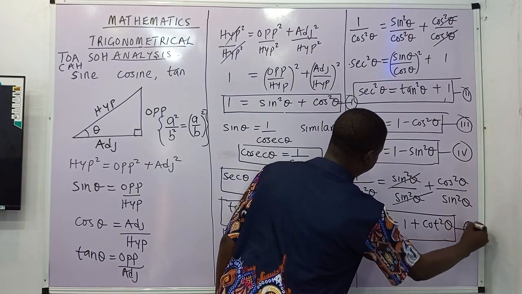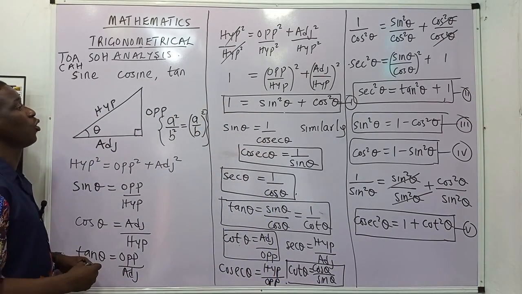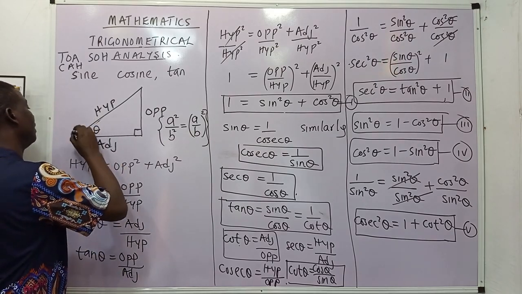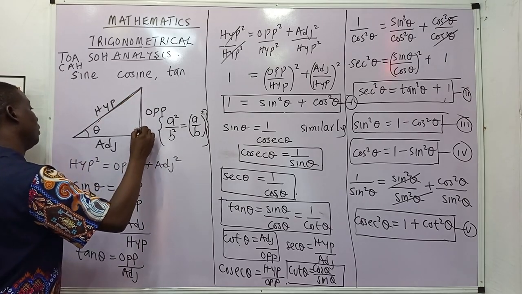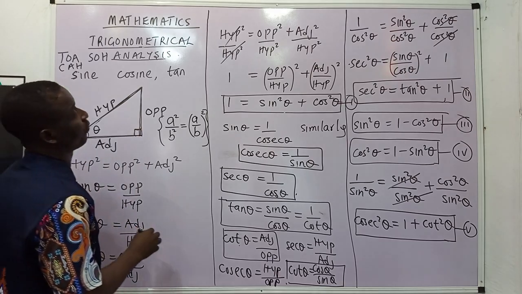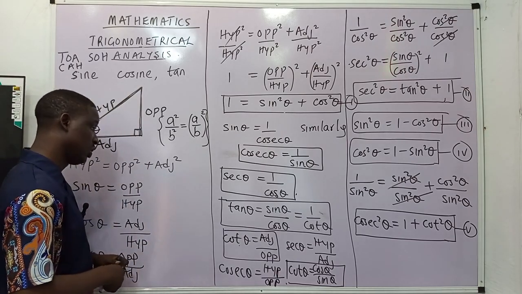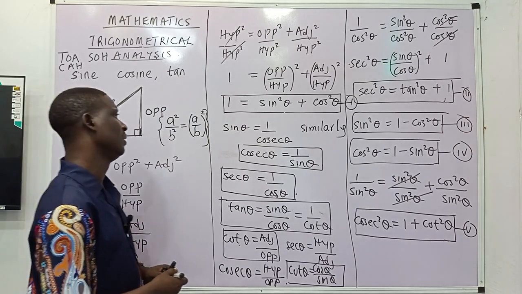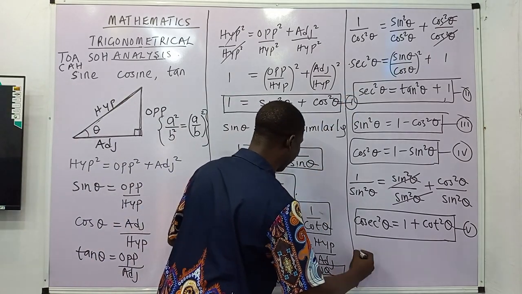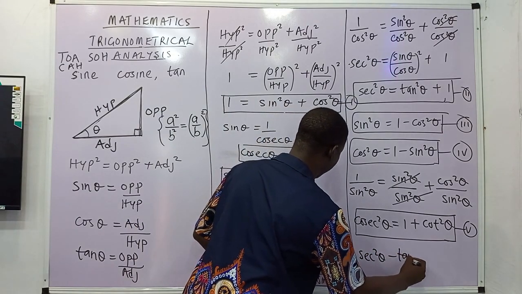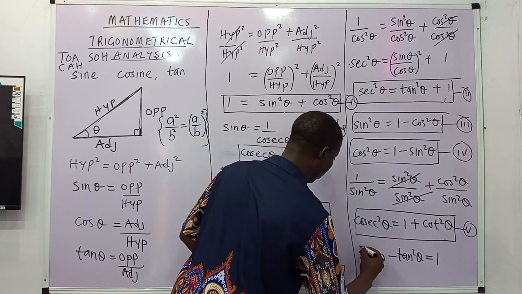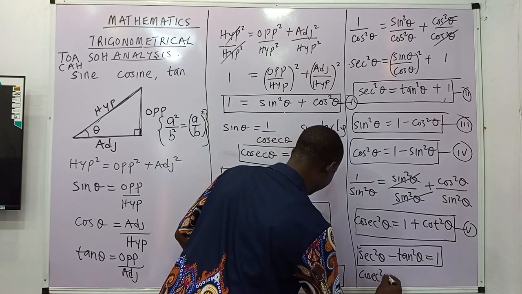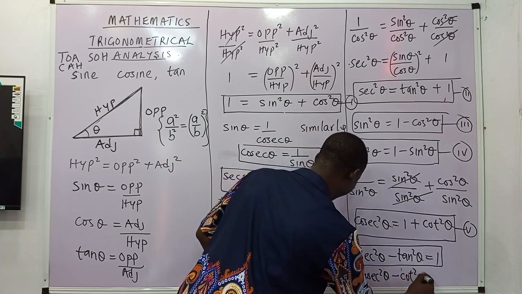You should not play with equation 5. Now, this is what we call identity analysis. We have been able to show that in a right angle triangle, the sum of the squares of sine and cos is equal to 1. We have also been able to see that from equation 2, sec square theta minus tan square theta equals 1. Similarly, we can also have cosec square theta minus cot square theta equal to 1.